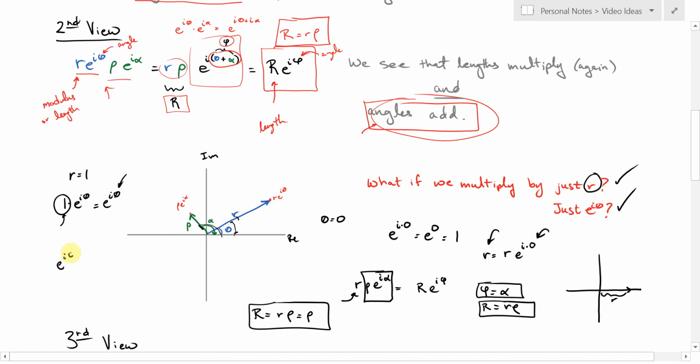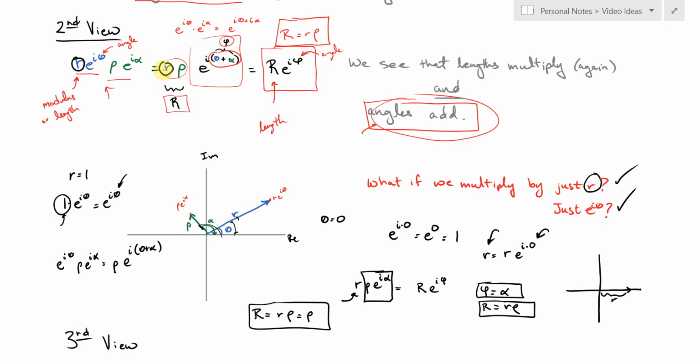So e to the I theta times rho e to the I alpha is equal to, well, it's still the same rho, the same length, but now it's e to the I theta plus alpha. So I guess what I'm trying to say is that the length components, these real numbers out front, really tell you everything you need to know about scaling and how multiplying by this number is going to scale things. And these angle components, these things up in the exponent here, these thetas, alphas, phis, they tell you all about the angle, and they only affect the angle. So you have these things really separate.